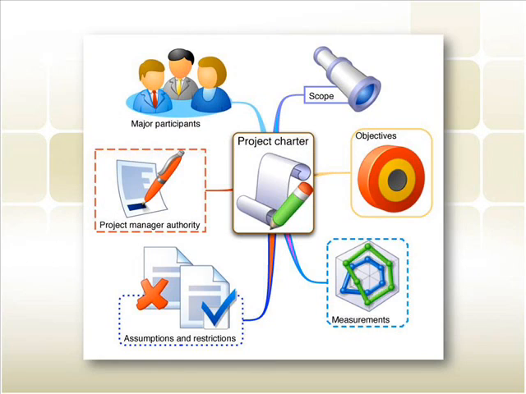Once underway, the project manager and team will create a project charter, which will include the following information: the major participants, the scope, the objectives, the measurements, the assumptions and restrictions, and the project manager authority. 2 other components will be the risk management plan, where the risks will be identified and a plan to control them will be developed, and also the work breakdown structure, which identifies the tasks required in order to achieve the project goals and the estimated effort required. Other documentation can include the staffing plan, material and equipment plan, the project schedule, or the project spending plan.